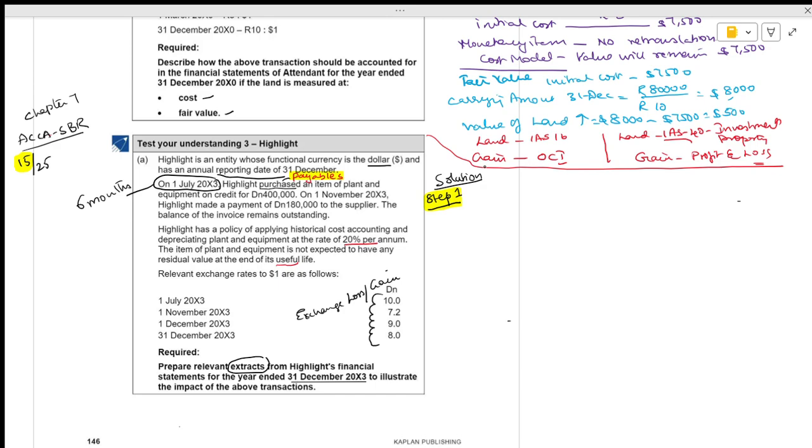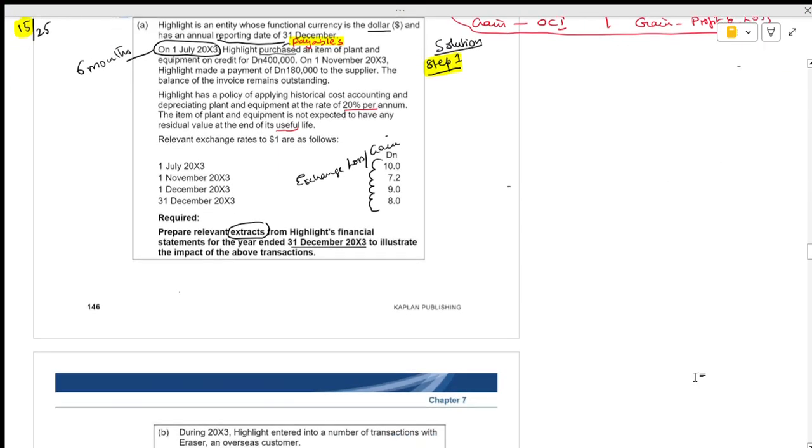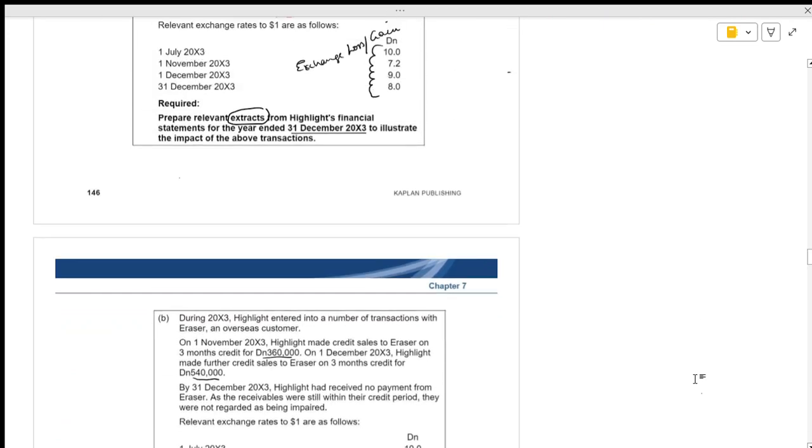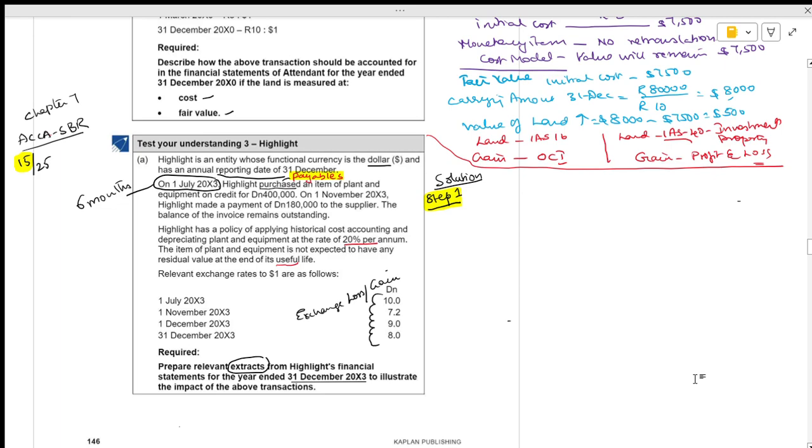This is the first one, point A. The second one we will cover once we have done with the first one. Very simple, don't waste that much time here. First we have to put the date, then we have to talk about the particulars.